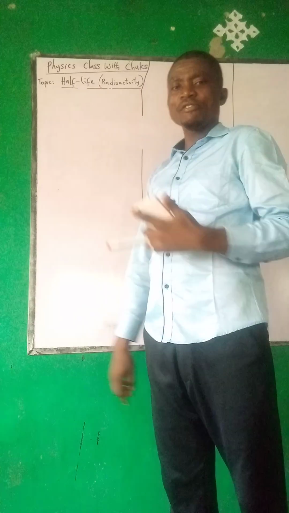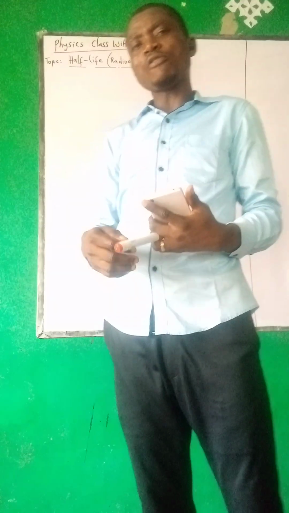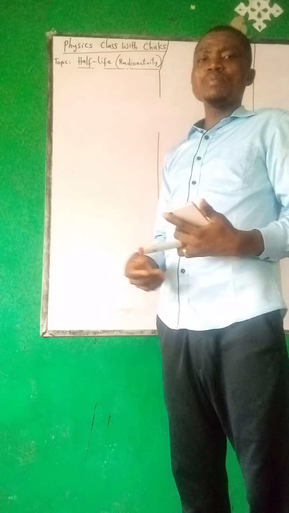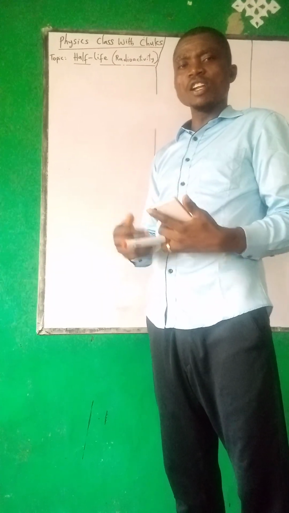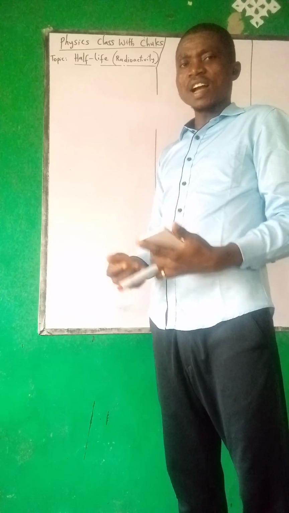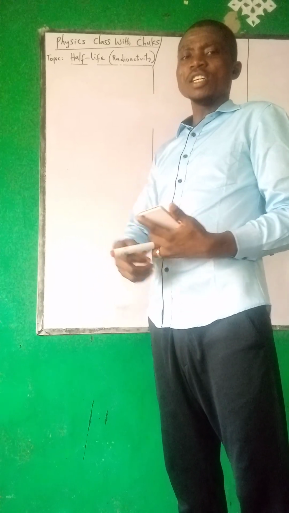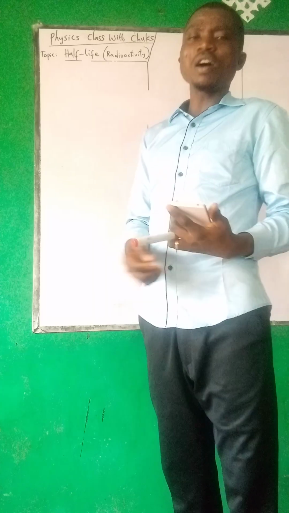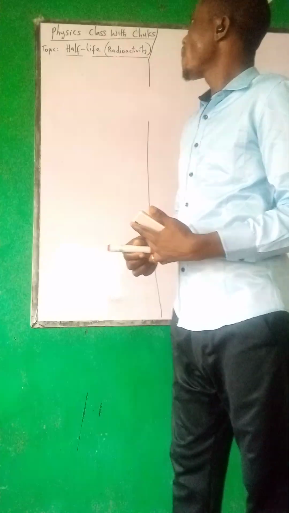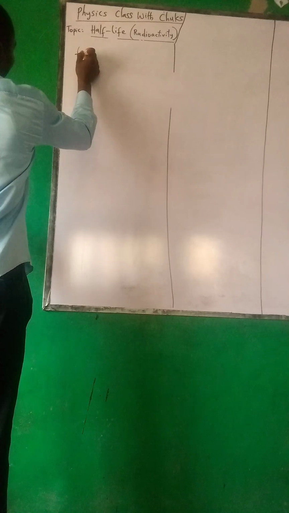What then is half-life? Whenever you think of half-life, think of time. It is the time taken for half of a radioactive material to decay. So half-life is the time taken for half of a radioactive element to undergo disintegration. Since it is time, it is measured with the same units of time. You can measure half-life in seconds, minutes, hours, days, weeks, months, and so on. We represent half-life using T half.